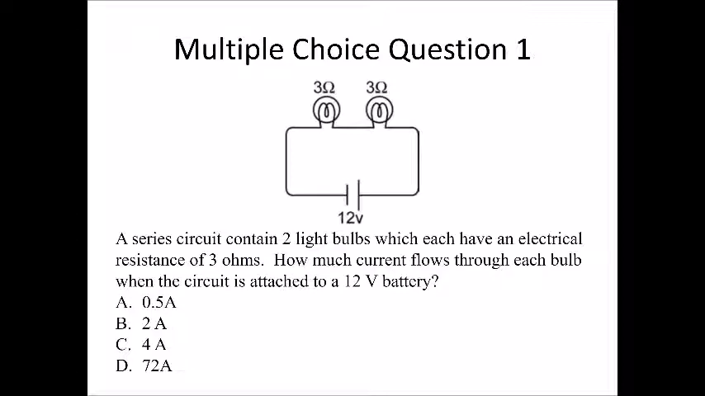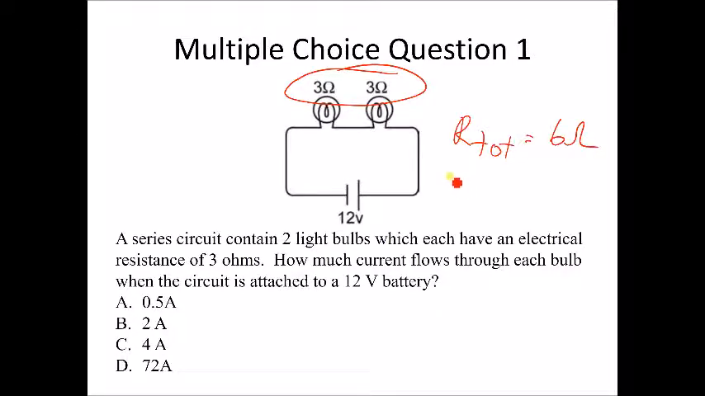All right, so next we've got a multiple choice question. So here we have a series circuit. It's got 2 light bulbs, both of which have a resistance of 3 ohms. We want to know how much current flows through each bulb when the circuit is attached to a 12-volt battery. So the first thing that we need to do in a situation like this is find the equivalent or the total resistance. Remember, in series, you find that simply by adding together the resistance of each resistor. So we've got a total resistance of 6 ohms.